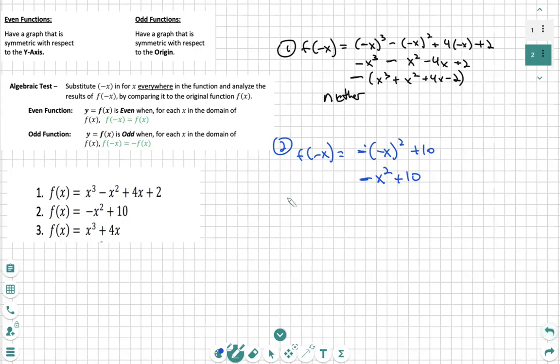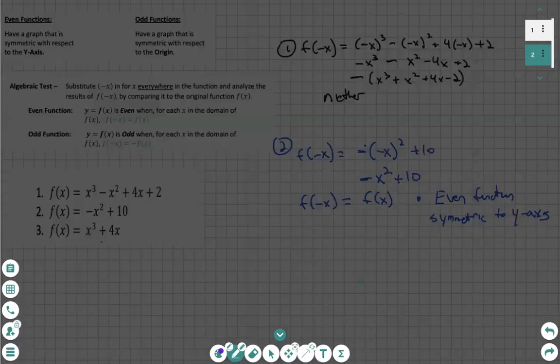And thus, this is the case of f of negative x equaling f of x. And thus, we have an even function, symmetric to the y-axis. That's it. Let's do number 3.